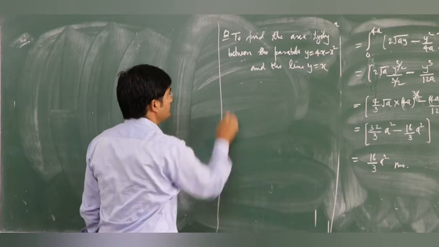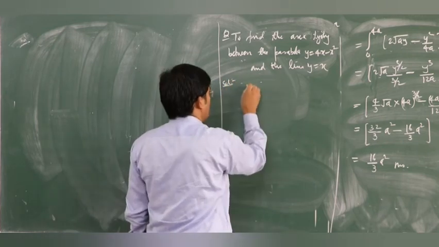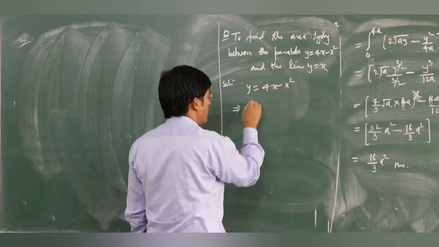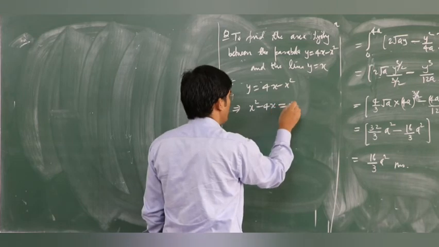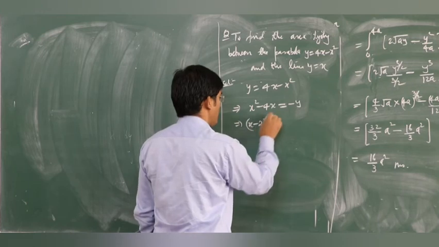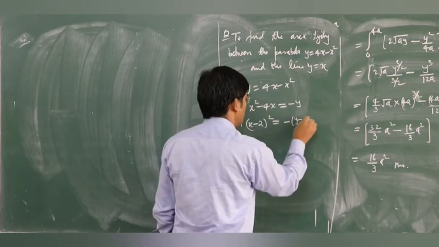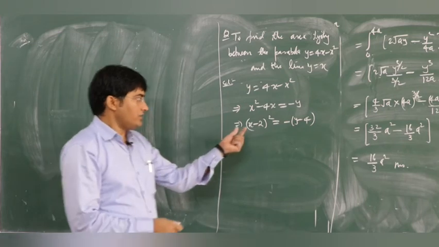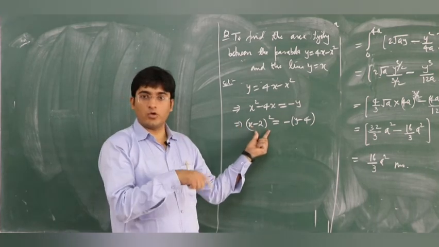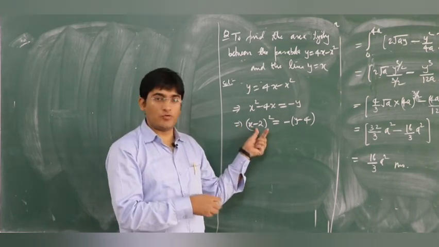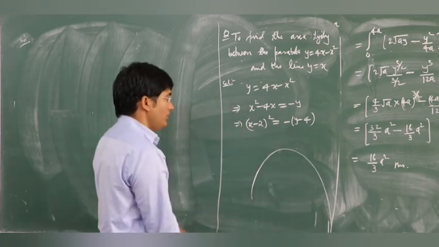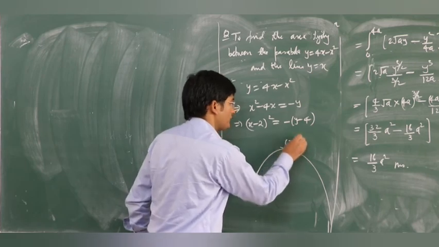So your solution: now let us draw the parabola. Before drawing this parabola, let us write it in standard form. So this is x square minus 4x equal to minus y. So we can write it as (x minus 2) whole square equal to 4 minus y, so we can write it as y minus 4. Now here you can see that this is x square equal to minus 4ay, and this is a downward parabola with vertex at (2, 4). So we can draw it like this. So this is your parabola with vertex at (2, 4).